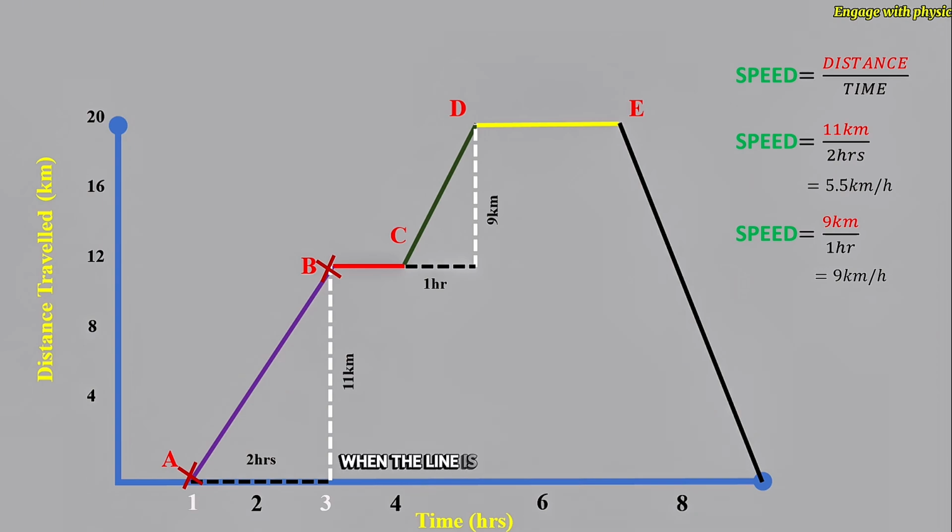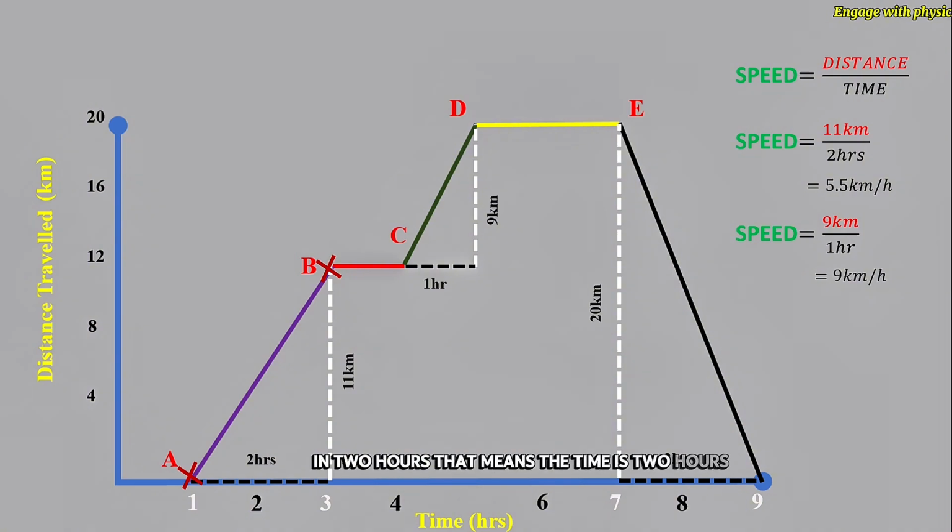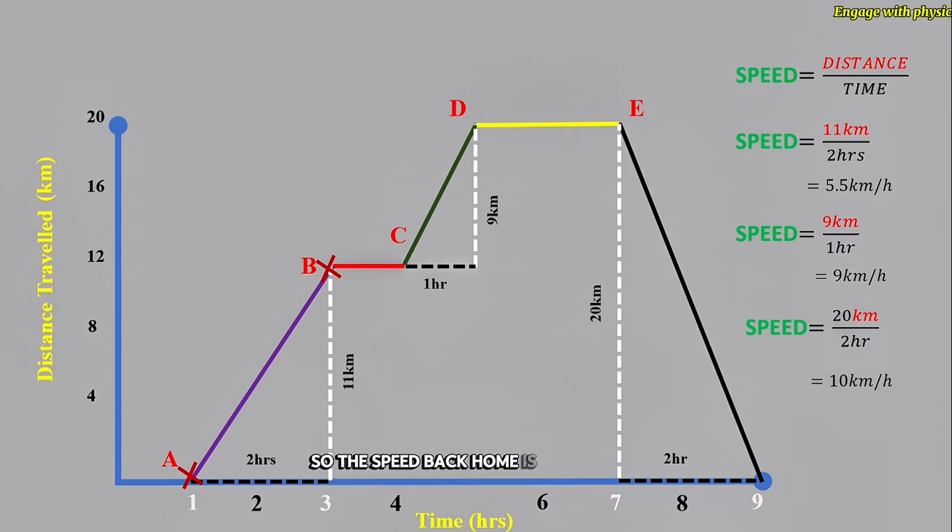When the line is in the negative direction, this shows that the direction of travel is opposite, such as back home. Let's work out the speed in the negative direction. The change in distance is 20 km in 2 hours. That means the time is 2 hours. So the speed back home is 10 km per hour.